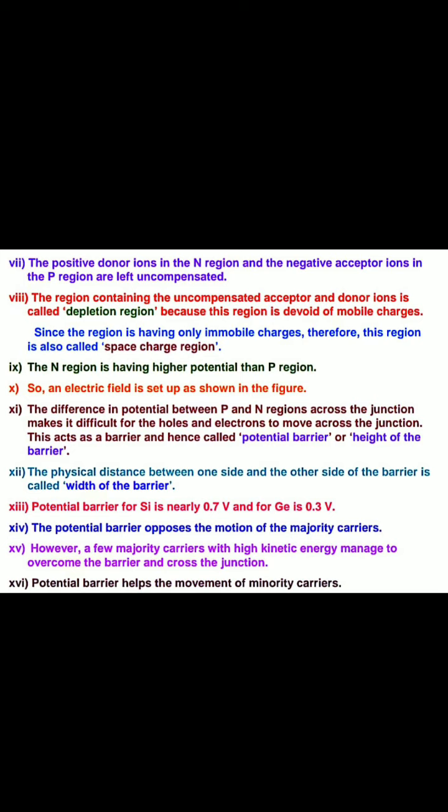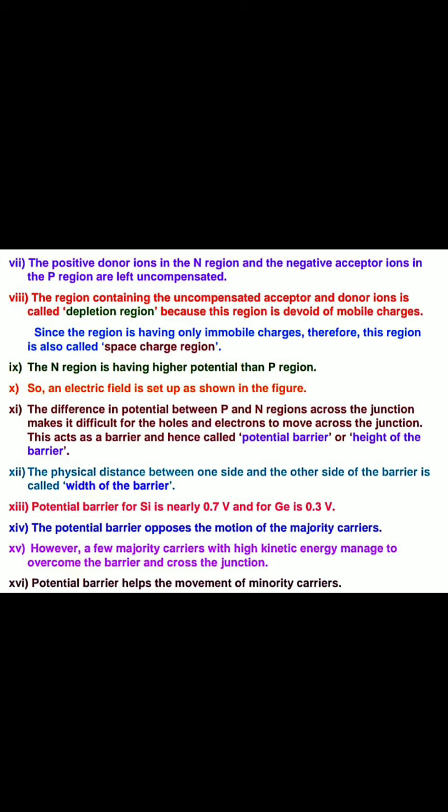The potential barrier for silicon is nearly 0.7 volt, and for germanium it is 0.3 volt. That's why we mostly use germanium, since it is a very small value. If we apply more than 0.3 volt, it can overcome this potential barrier and the depletion layer, and the diffusion process will start again.